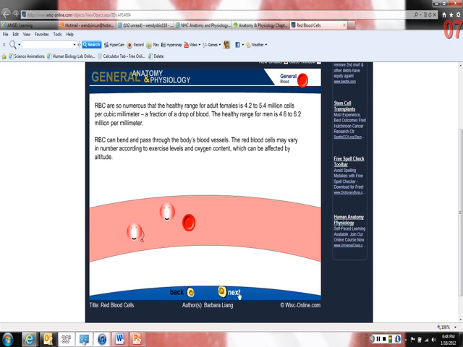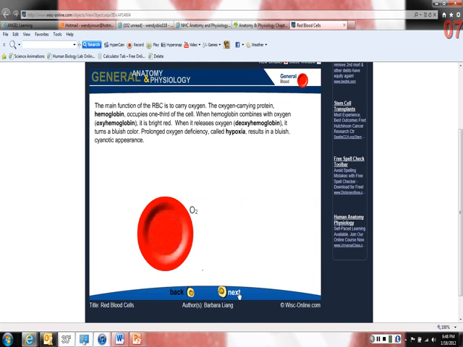Red blood cells are so numerous that the healthy range for adult females is 4.2 to 5.4 million cells per cubic millimeter, a fraction of a drop of blood. The healthy range for men is 4.6 to 6.2 million per cubic millimeter. Red blood cells can bend and pass through the body's blood vessels. The red blood cells may vary in number according to exercise levels and oxygen content, which can be affected by altitude. The main function of the red blood cell is to carry oxygen.